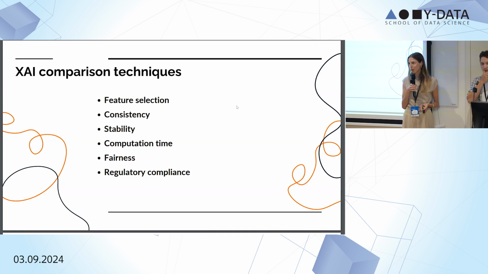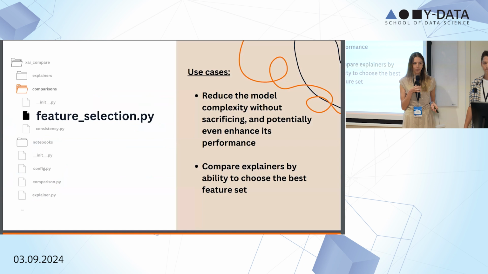So how can you choose the explainer which suits your goal? You can compare explainers based on their computation time, fairness, and stability. But in our project, we were focused on feature selection and consistency. So let's start with feature selection.